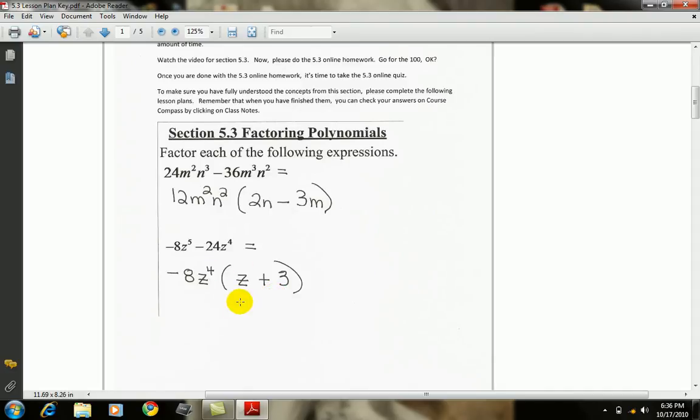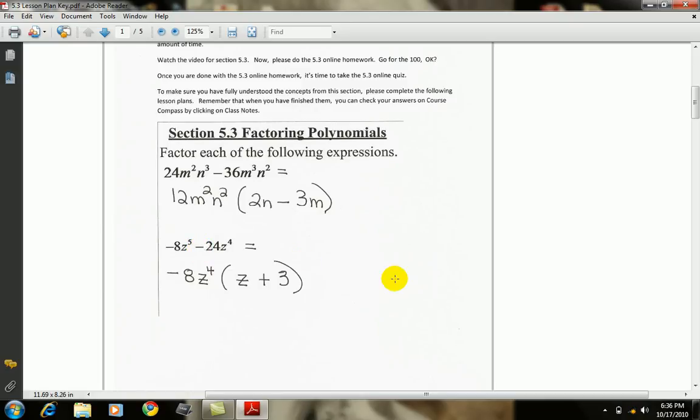Put safety nets, which means multiplication. In the front part, we put a z, because negative 8, or opposite of 8z to the 4th times z would give me the front. But in the back, be very careful with the sign. You're not going to put a negative 3, you're going to put a positive 3. And that's because a negative times a positive would give you back the negative in the original problem.